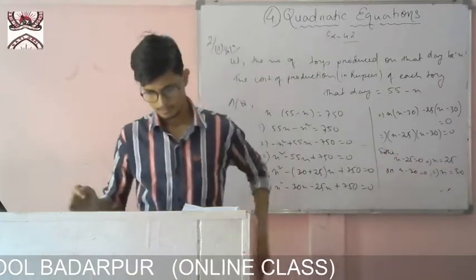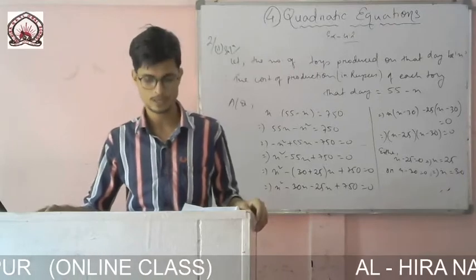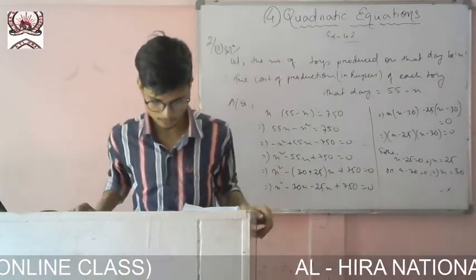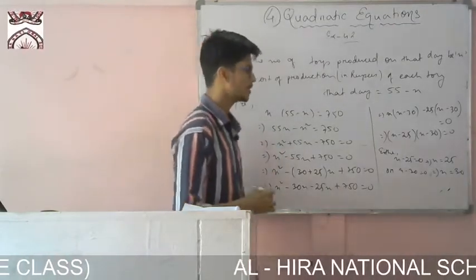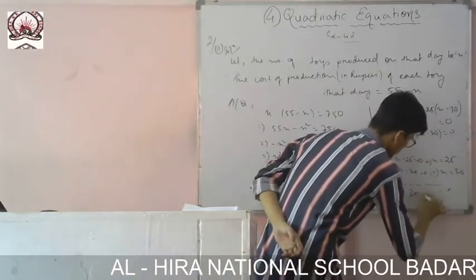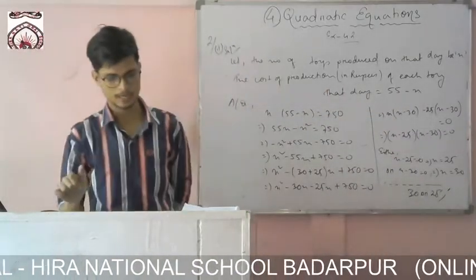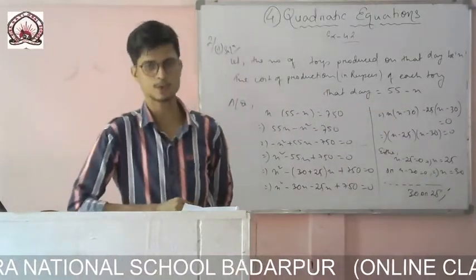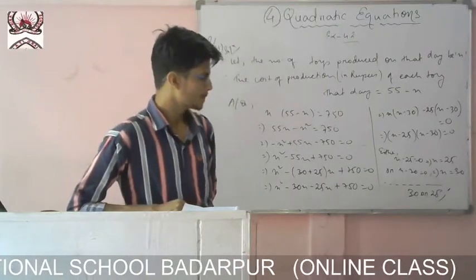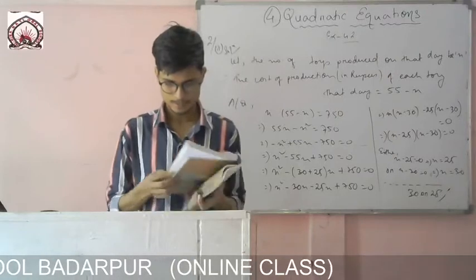If you take 25, it is okay. If you take 30, the answer will also come. So you write, hence the number of toys produced is 30 or 25. You write both, for both it is correct. So now let us move to the question in the exercise.